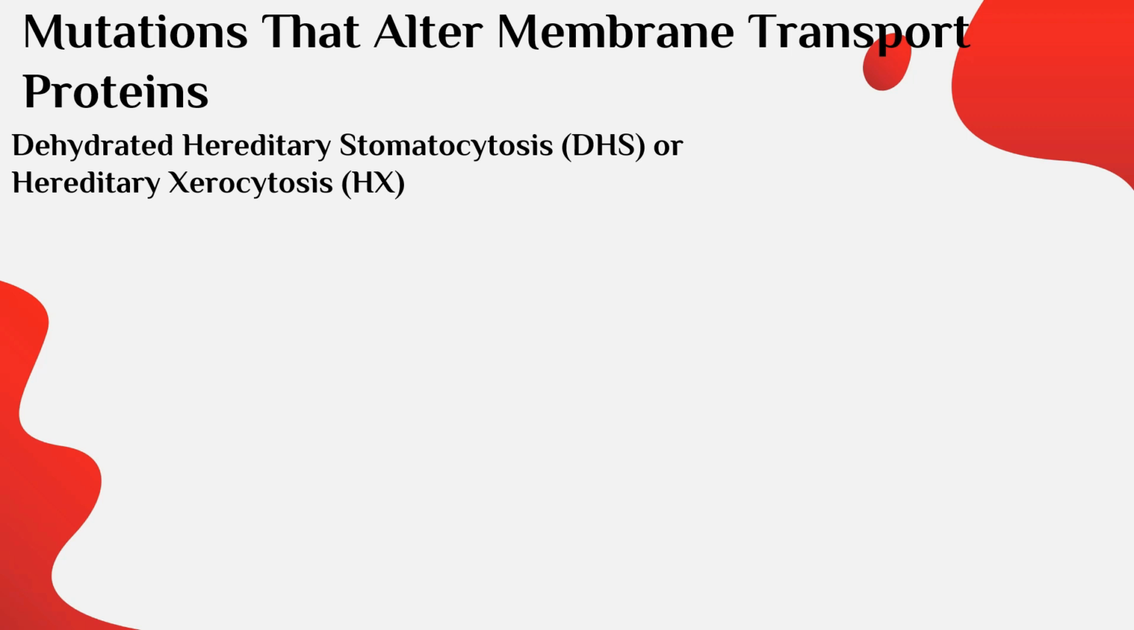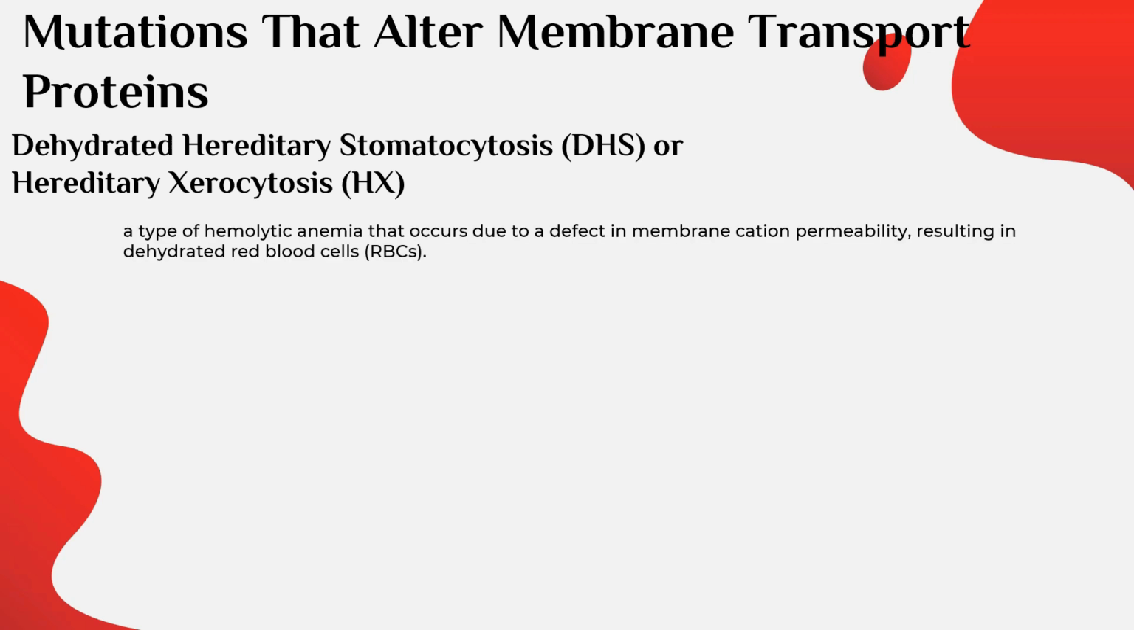Dehydrated hereditary stomatocytosis, DHS, or hereditary xerocytosis, HX. A type of hemolytic anemia that occurs due to a defect in membrane cation permeability, resulting in dehydrated red blood cells, RBCs.